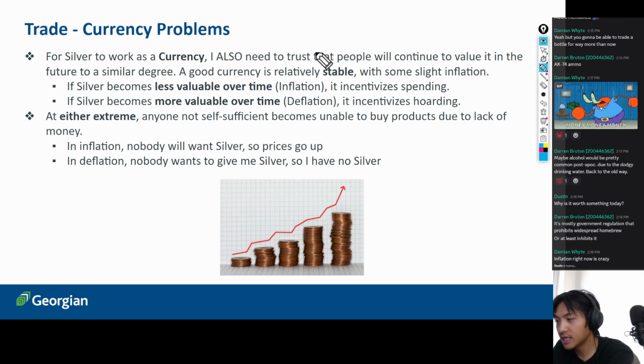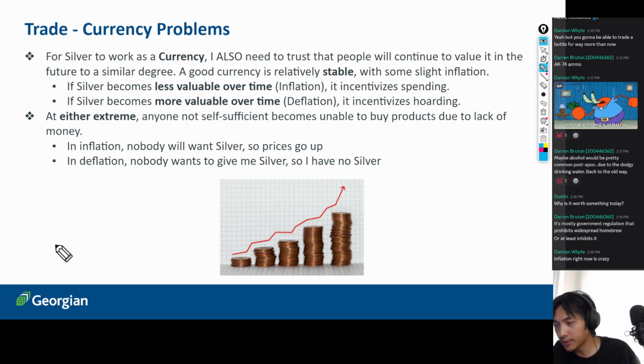So if silver becomes less valuable over time, that is, today 1 silver buys me a Big Mac. Tomorrow, 1 silver buys me half a Big Mac. The value of a silver is decreasing over time. That is inflation, right? In a way, it actually does incentivize spending. Because if my silver is going to buy me a Big Mac now, and it's not going to buy me a Big Mac tomorrow, maybe I'll buy the Big Mac now.